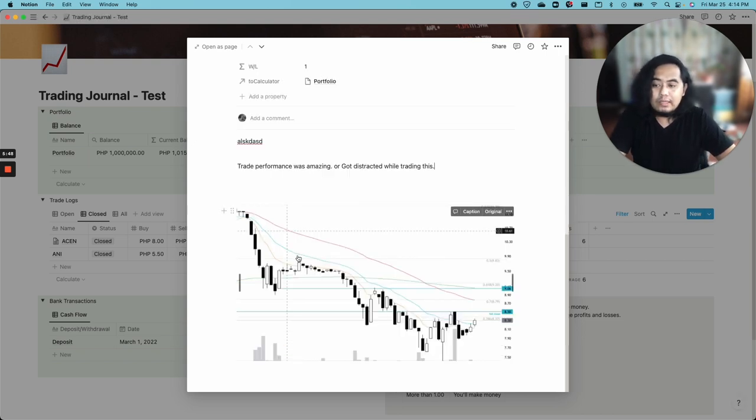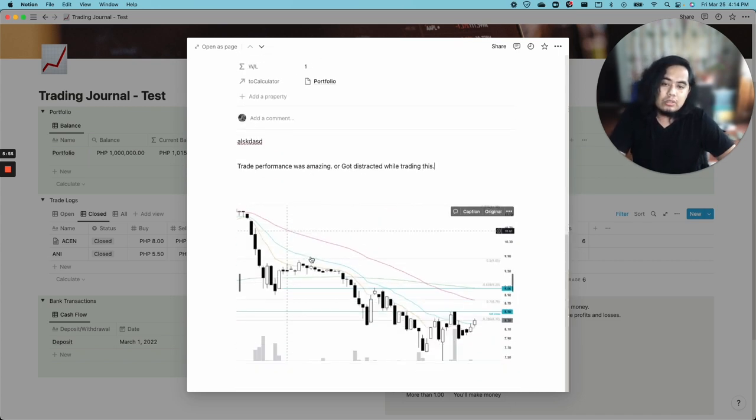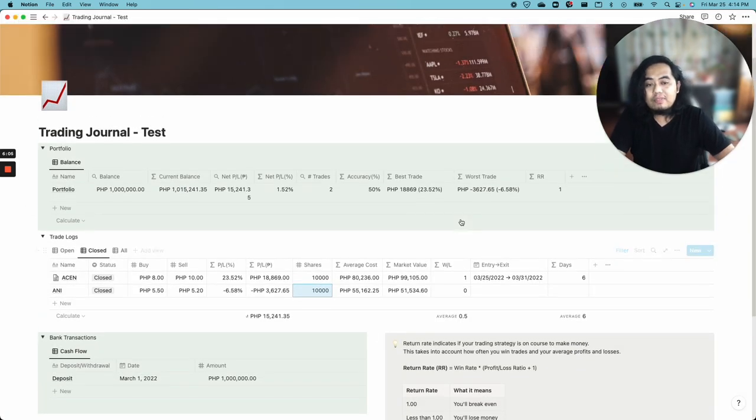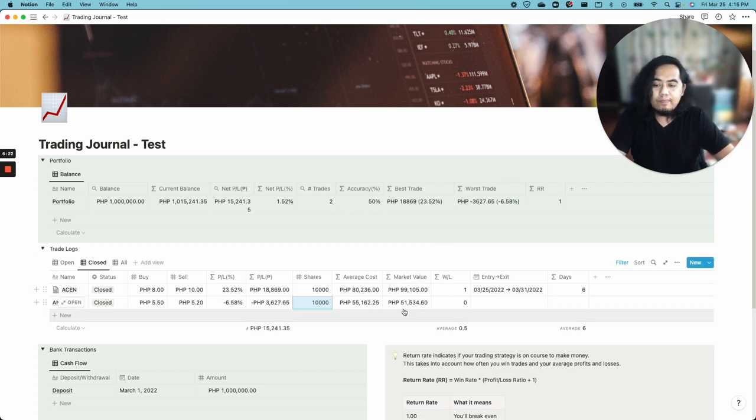This is what I like about Notion, because I can add a lot of these notes within the trade logs. This is what's good about this. I think there's still a lot we can improve with this trading journal, but hopefully what I'm sharing is already a good starter for traders who don't yet have any trade journal or way of tracking their trades. So this is a lot of help.